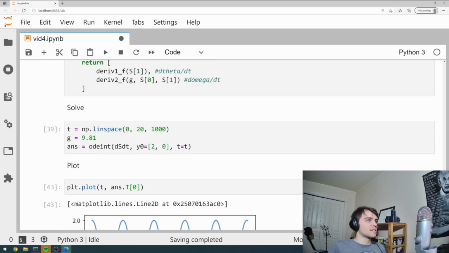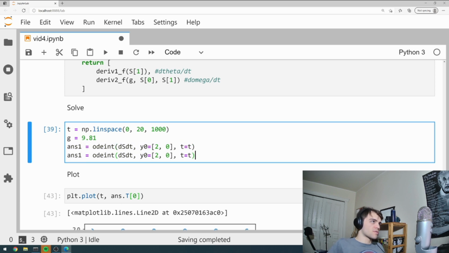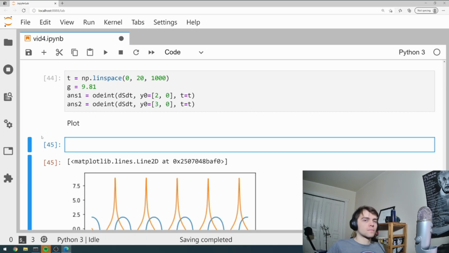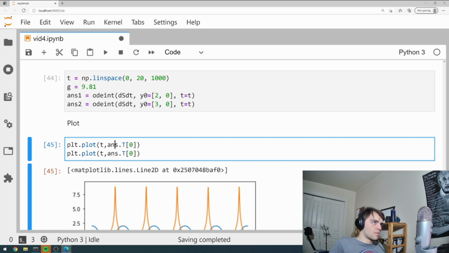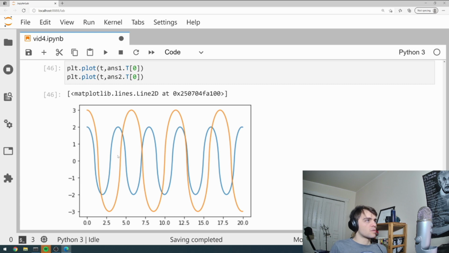Now I can solve for some other things if I want to. So I can call this answer 1, and we can solve for some different initial conditions. For example, start at 3. All right, so let's plot our solution. Take the transpose, 0. We plot t versus this, and then we can plot our second answer. Answer 1 and answer 2. And you'll see one of them theta starts at 3, one of them theta starts at 2, and it goes up and down like this. But here we're plotting theta.